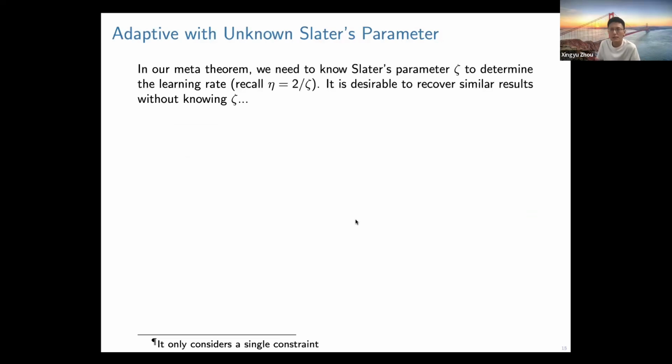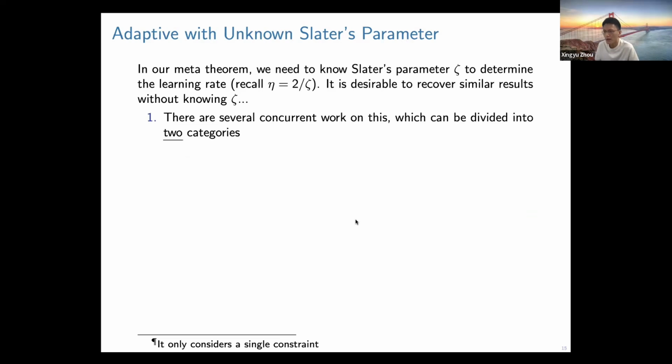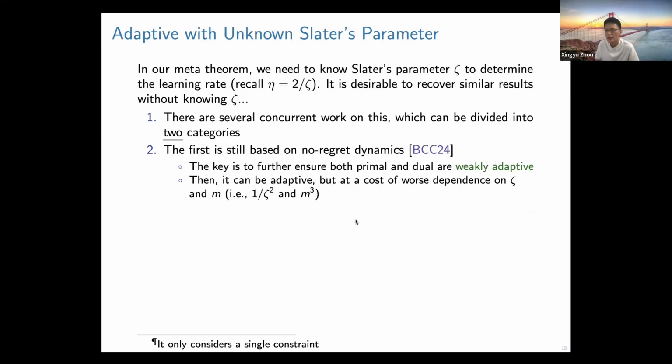The last aspect I want to discuss is that suppose we do not know the Slater condition, the Slater parameter, in advance. Can we still achieve some performance bound, right? Yes, there are two very recent concurrent works. We divide them into two categories. The first category is also based on low regret dynamics. But in order to be adaptive, the key insight from this paper is that the primal regret and dual regret should not just be low regret. So basically, I think their title is "Low Regret Is Not Enough." Your primal algorithm and dual algorithm should also be weakly adaptive. This is what they define in their paper.